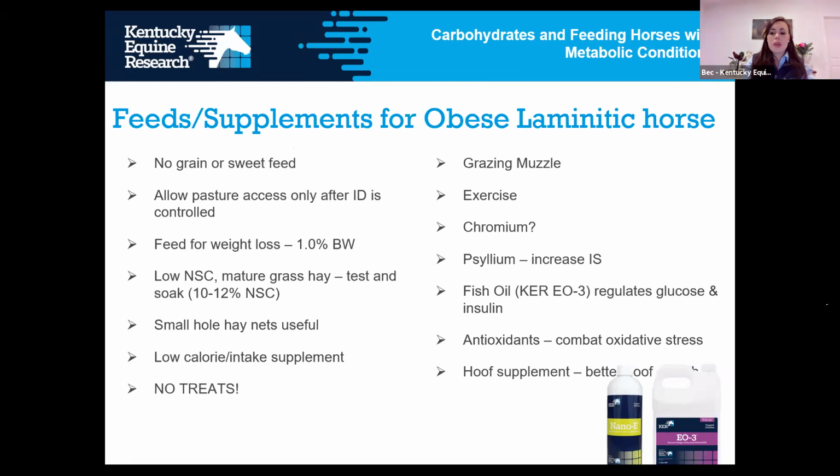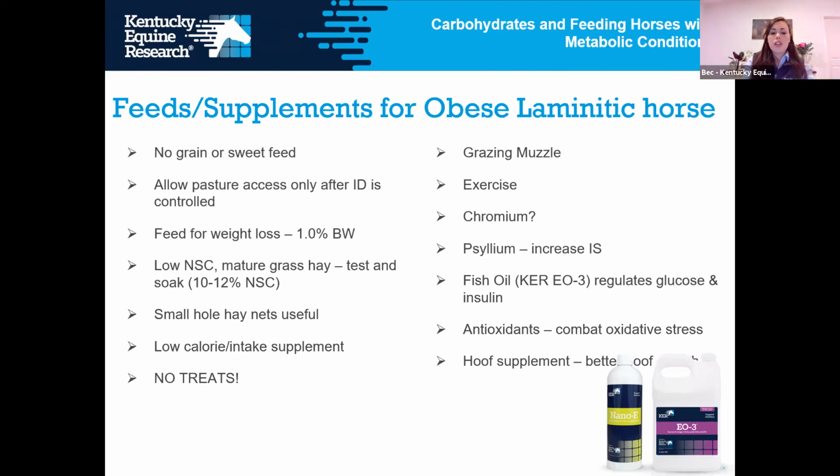And horses should be able to be in that paddock if possible, so they can exercise and improve that insulin sensitivity. So really do consider that. Sticking to this 10 to 12% non-structural carbohydrate of the overall diet is good. Looking at your tested feed sources, and certainly testing it and soaking it.